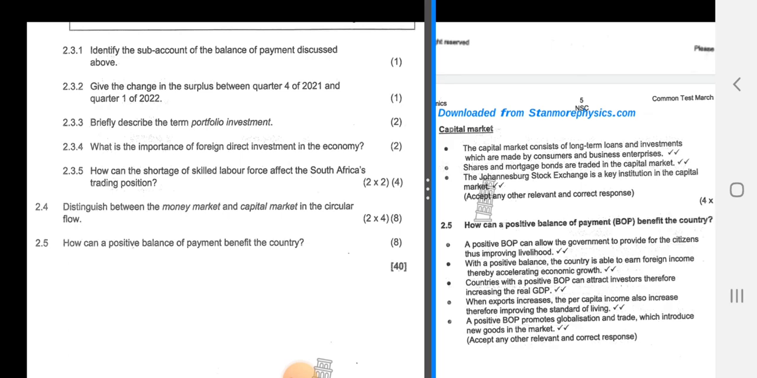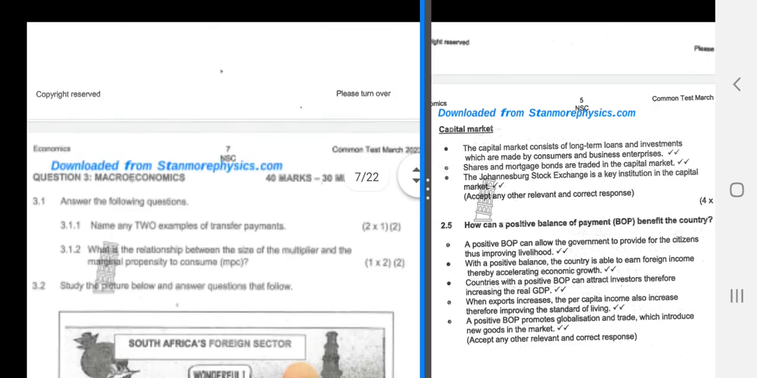Okay. So 2.5 says, how can a positive balance of payment benefit the country? A positive BOP can allow the government to provide for the citizens, thus improving their livelihood. So you have to know what a balance of payment is. With a positive balance, the country is able to earn foreign income, thereby accelerating economic growth. And countries with a positive BOP can attract investors, therefore increasing the real GDP.